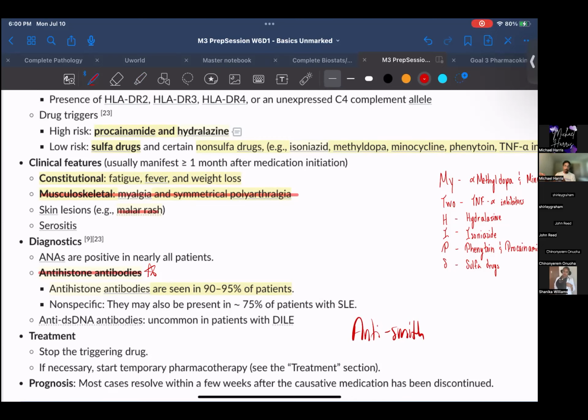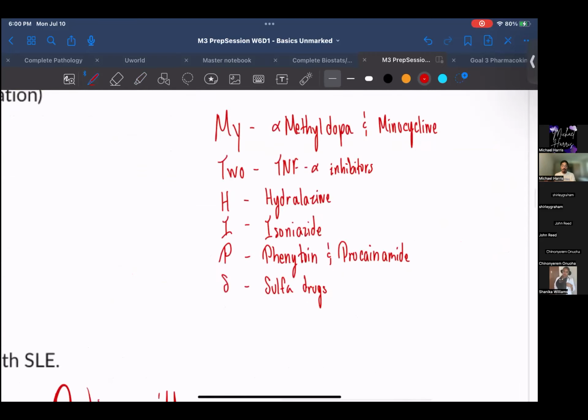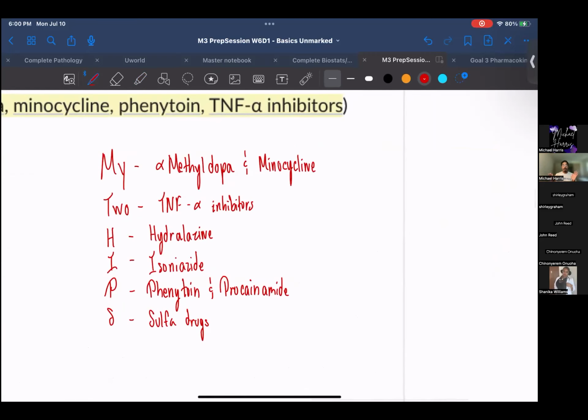Okay? Good. Now, there are various mnemonics to remember which drugs fall into this category of being acetylators: alpha-methyldopa, minocycline, TNF-alpha inhibitors, hydralazine, isoniazid, phenytoin, procainamide, and so forth. You're going to have to just remember it. Each time you go over one of these drugs, I advise you to be like, oh yeah, this is a slow acetylator. Okay?